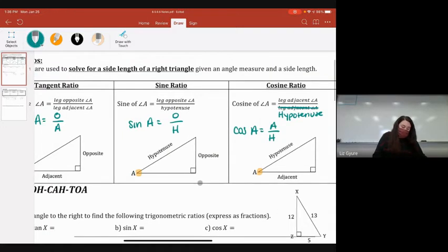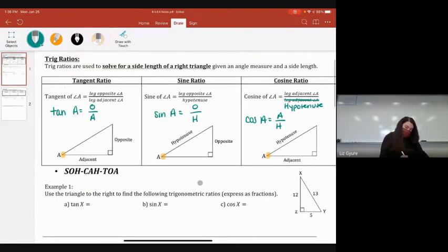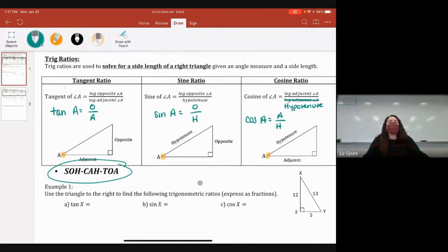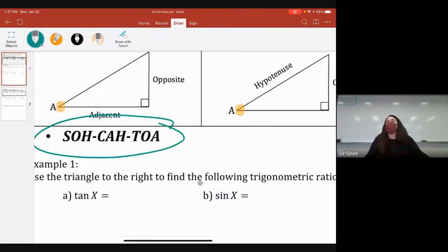How are you going to remember these? It's a little something called SOHCAHTOA. Have you guys ever heard that before? Have you heard anyone say SOHCAHTOA? That's what this is. SOHCAHTOA is basically a way to remember an abbreviation of all these ratios. So SOH, that's sine, is the opposite over the hypotenuse.